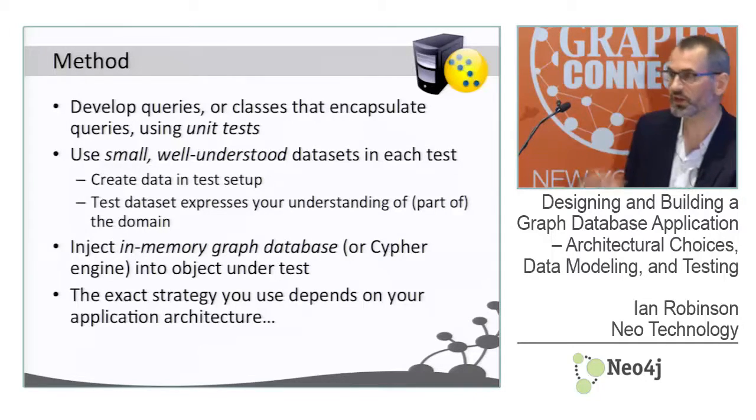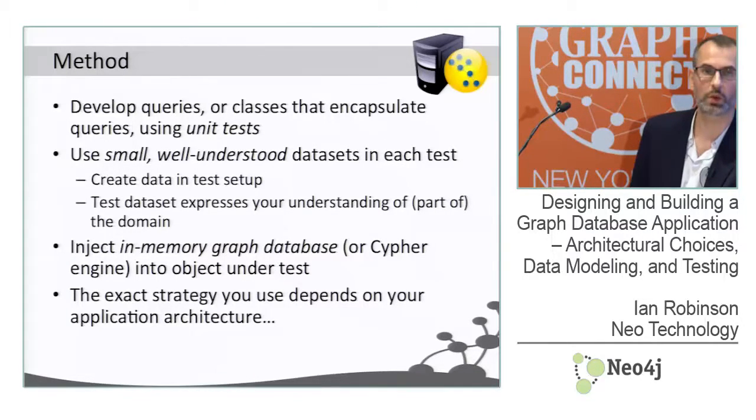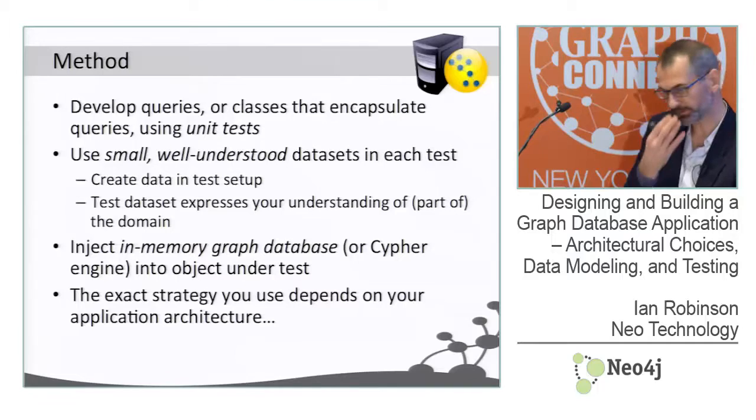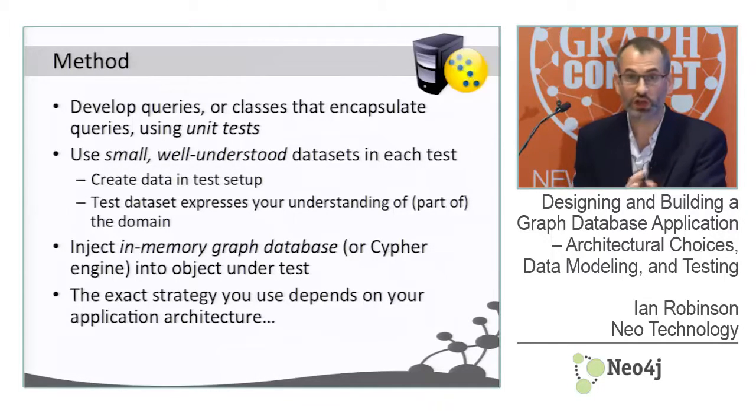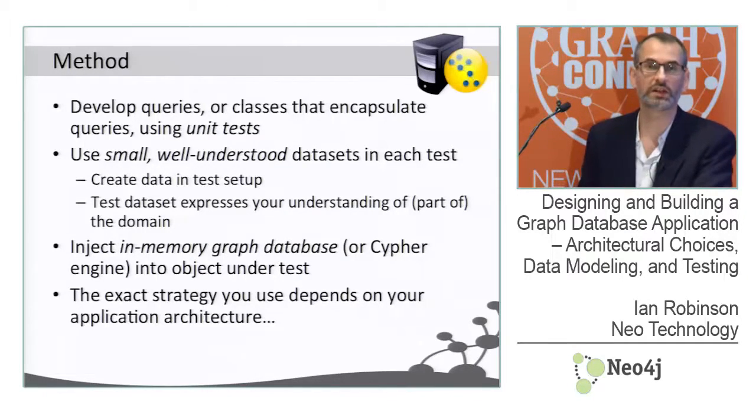And then I can exercise the object under test, exercise the query. And because I've controlled the data, I know what results I expect to get back. So I can create some assertions that assert those results, and I can be confident that I'm getting back exactly what I expected, nothing more and nothing less. So I'm going to show you some examples of those unit tests and those unit test fixtures. But the actual strategy does depend slightly on the way in which you're employing Neo4j in your app. So it depends upon the application architecture.